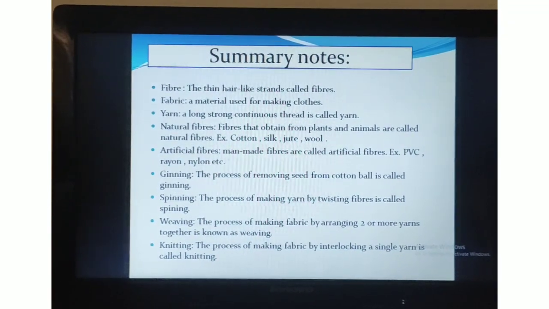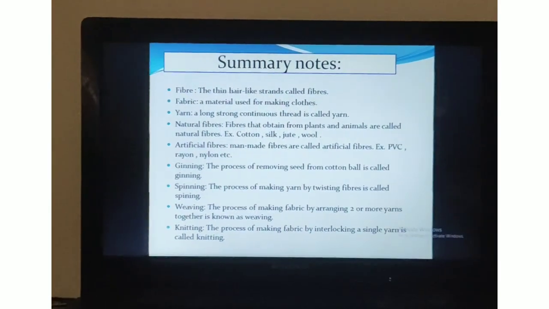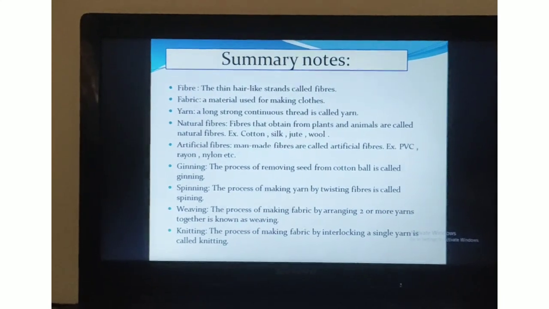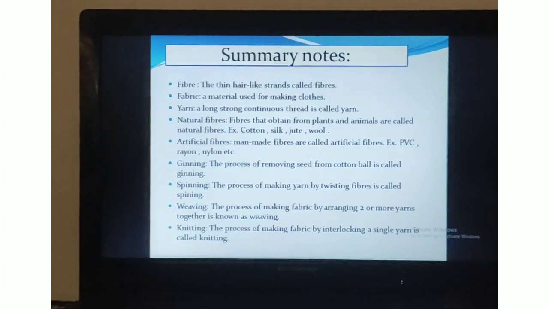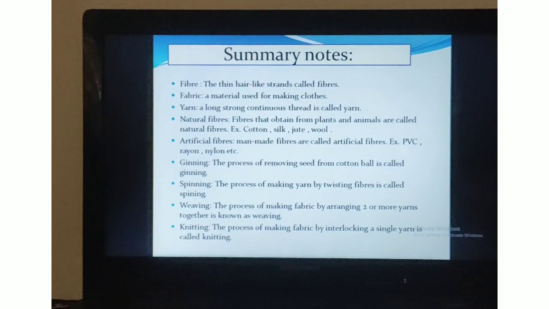See over here, I have written summary notes. Mostly people are asking, madam, if we have a notebook, can we write the notes inside the notebook? Definitely, beta, you can write. And I even request all students to please note down these notes inside your notebook, so it will be much easier to understand.